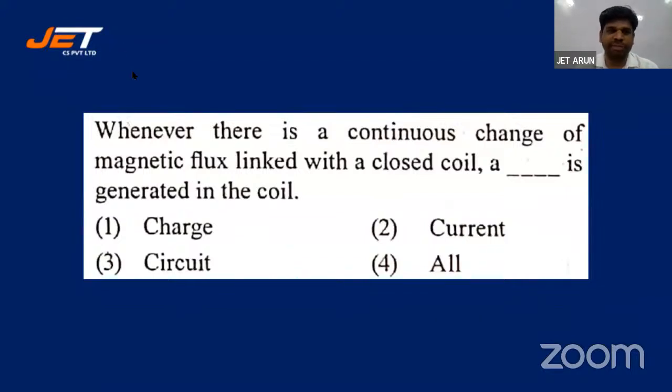Whenever there is a continuous change of magnetic flux linked with the closed coil, a dash is generated in the coil. Charge, current, circuit, all. Circuit doesn't make sense at all. Charge, current. A dash is generated in the coil.